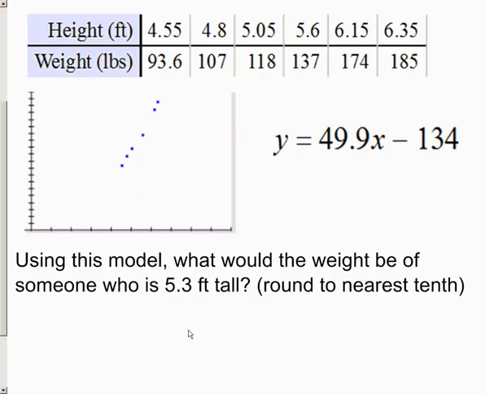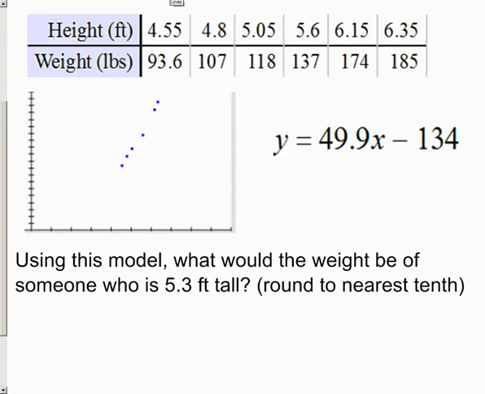Okay, so here we go. Basically, we gathered up some data here of people's heights in feet, 4.55 feet, 4.8 feet, that sort of thing. And we got their weight as well. And if you went and you plotted this table out and made a scatter plot, it would look like this. Now, this was straight off of my graphing calculator.